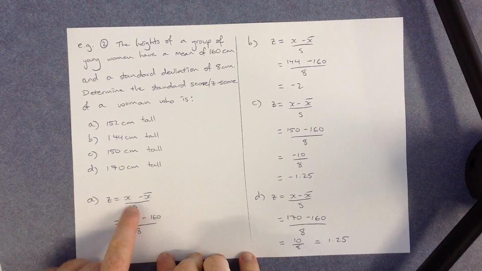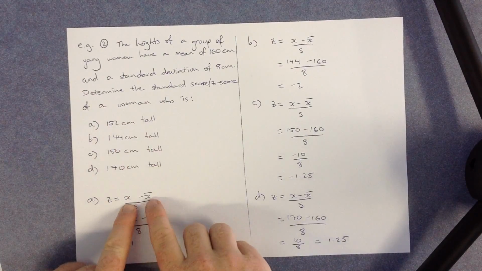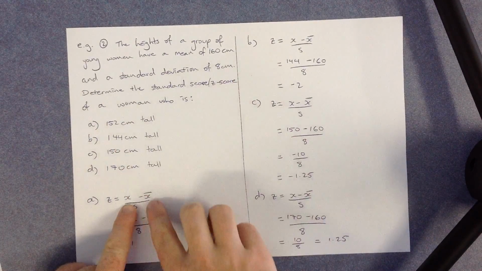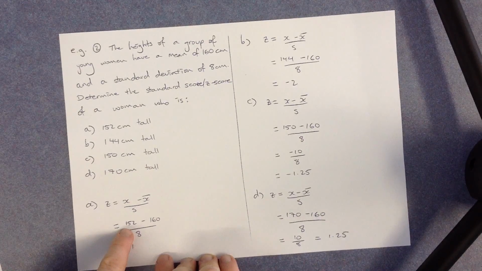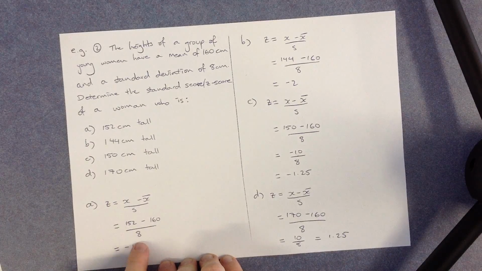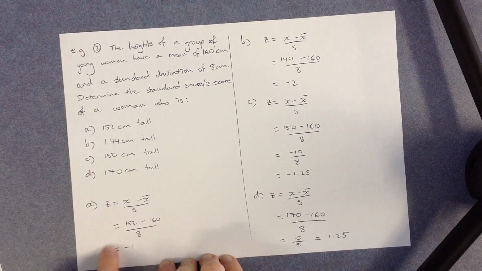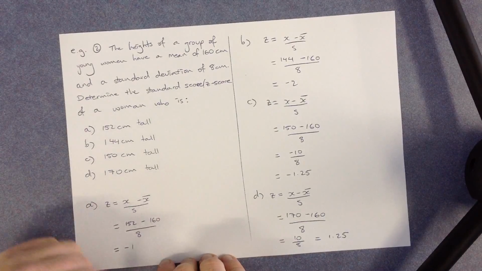The z-score equals my data, so 152, minus the mean, 160, divided by the standard deviation, which is 8. So 152 minus 160 divided by 8. So we were right, it is 1 below. And then we can do the same process for each one.